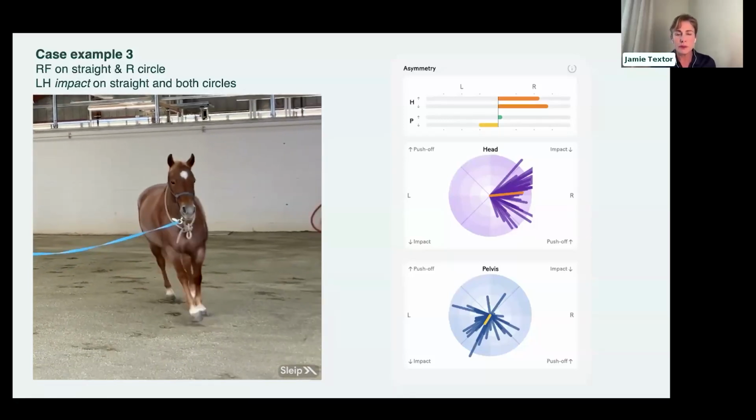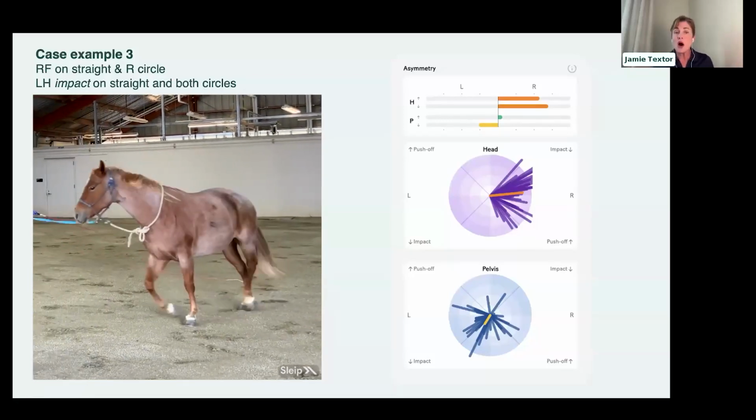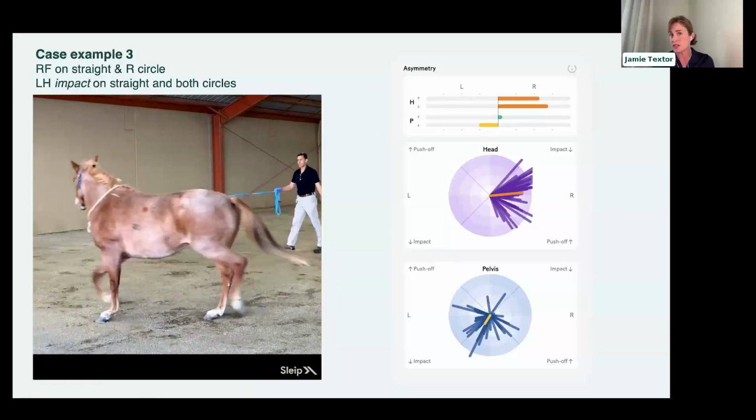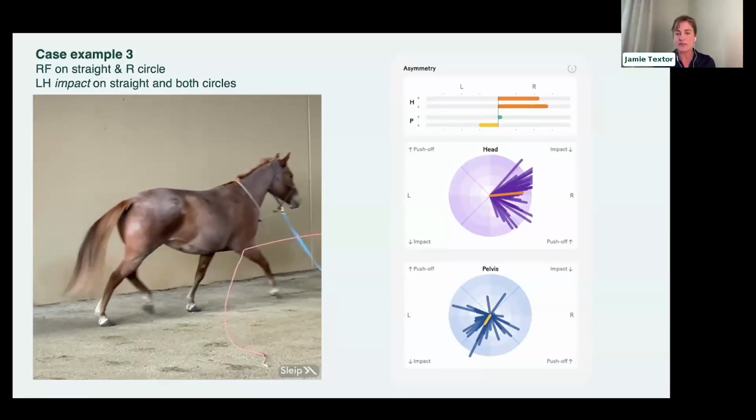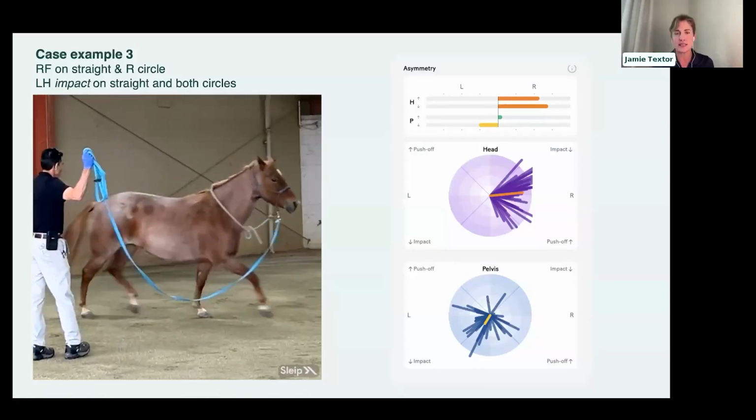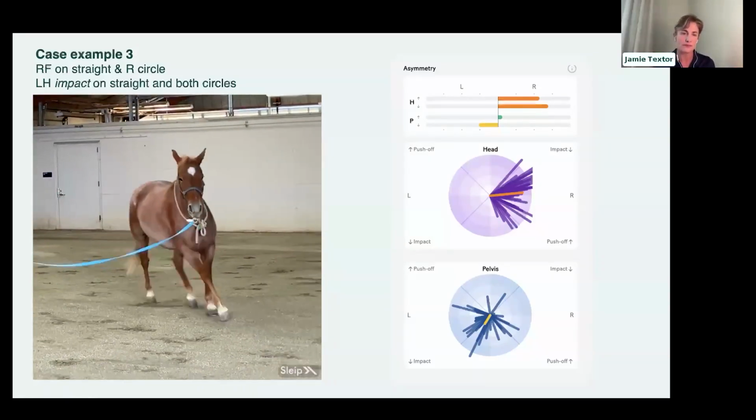Now, of course, by virtue of traveling on a circle, guys, we do often see some asymmetries, right? That's how we move on circles, is by making ourselves asymmetric. But this amount of inside forelimb asymmetry is excessive, is not normal.